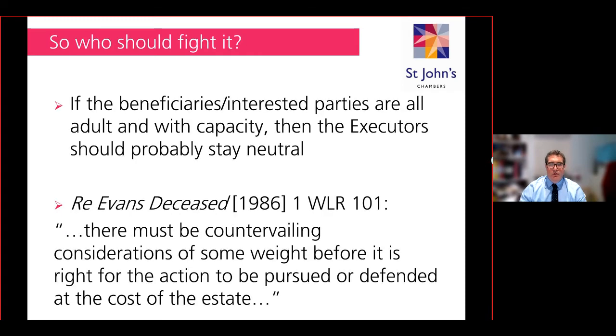So there is a line of authority starting from the Court of Appeal decision in Re Evans from 1986, which focuses on a particular situation. And it is one where all the beneficiaries and the interested parties are adult and have capacity. And the underlying principle, although it is difficult to work in practice, as we will see, is that in those situations, the executors should stay neutral. And it is for the beneficiaries between themselves to decide what to do about the claim.